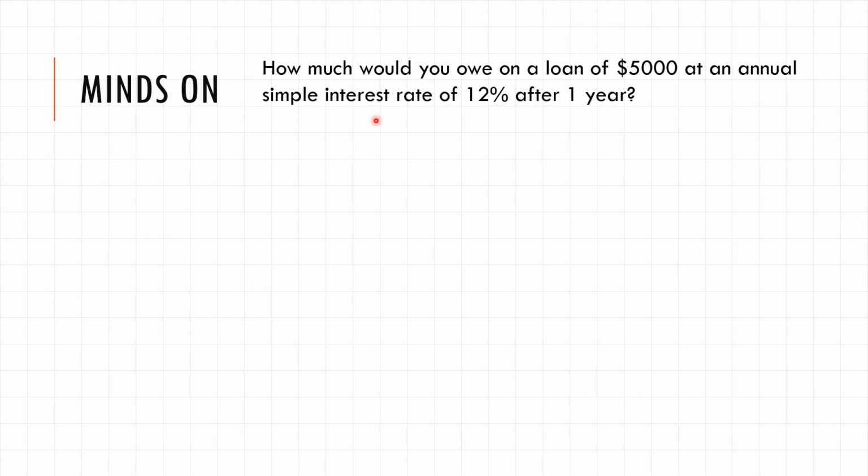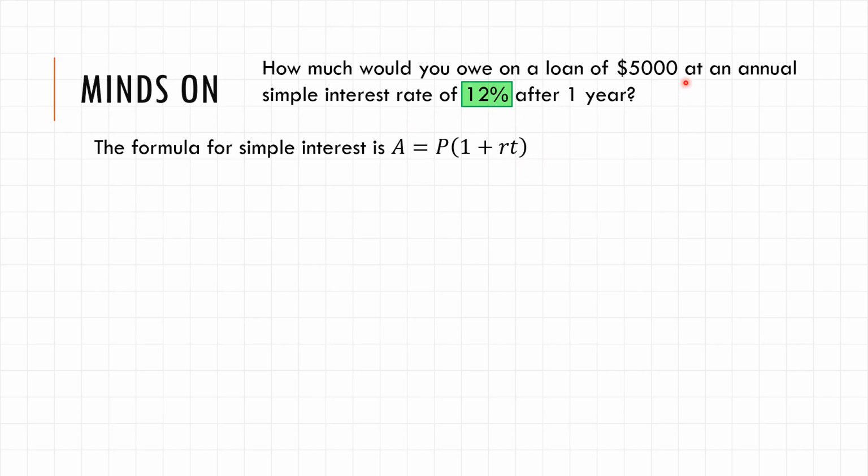Start off, maybe pause the video here and see if you can answer this question very quickly. You realize that a situation like this, where you're borrowing money at a simple interest rate, is telling you that you need to use the simple interest formula, where 12% is the rate, $5,000 is the principal, or the value that the loan is worth at the very beginning, and 1 year is the term.